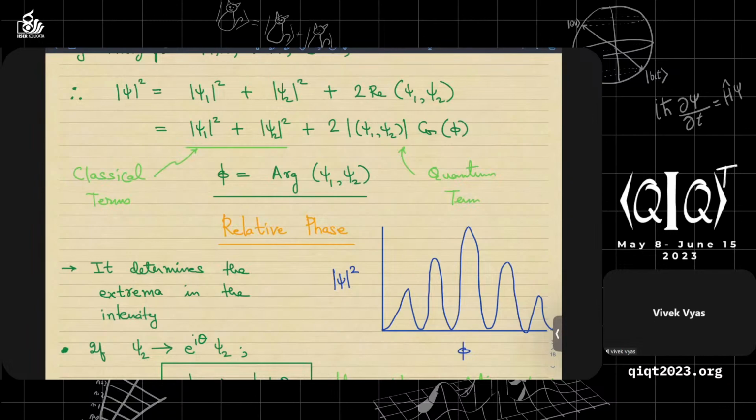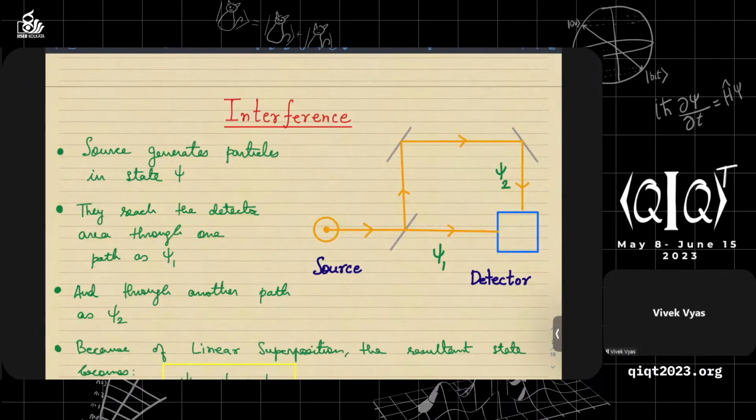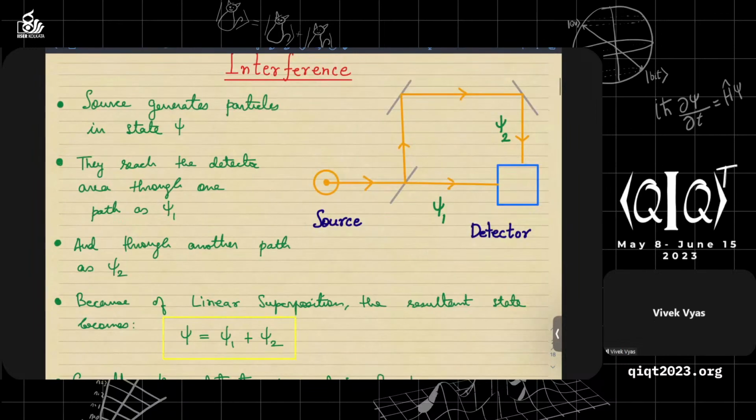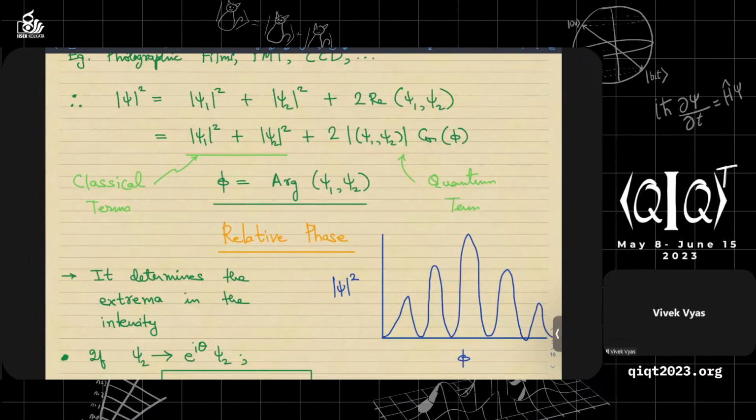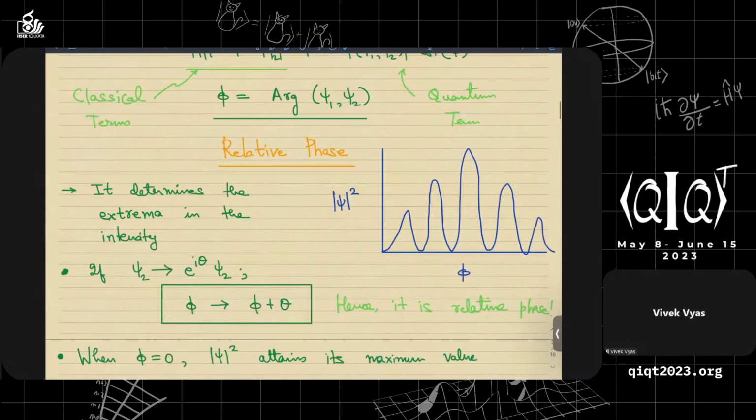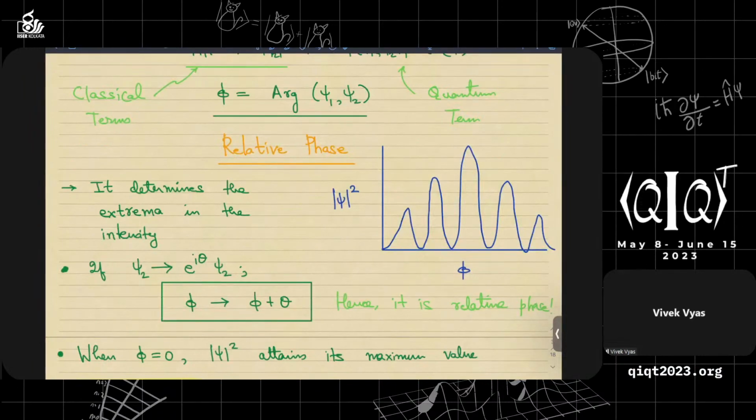And the point is that as you increase or decrease the length of one of these arms, typically you increase the length of this arm or this arm, you actually change psi 2 slightly, and as a result, you are able to shift through the extrema patterns. Another way of seeing that this is the relative phase is that if you change psi 2 with an overall phase.